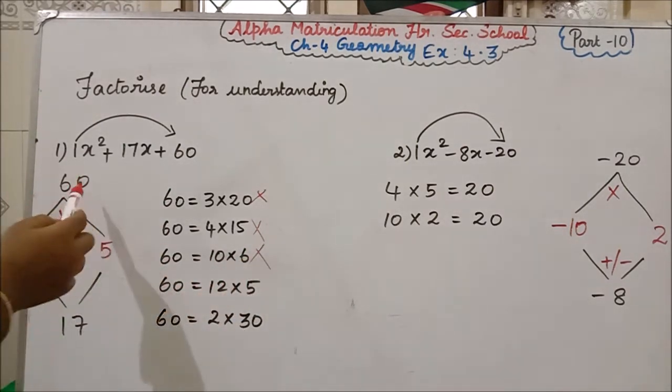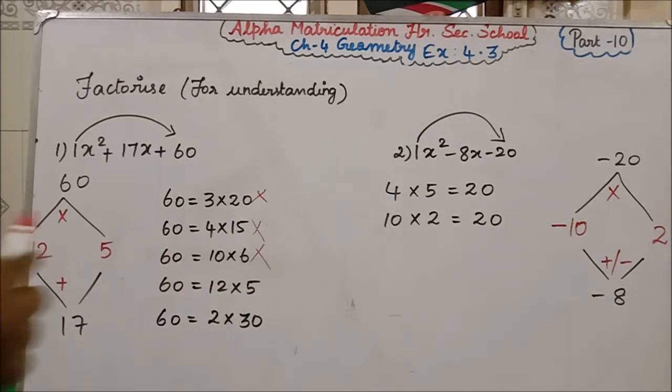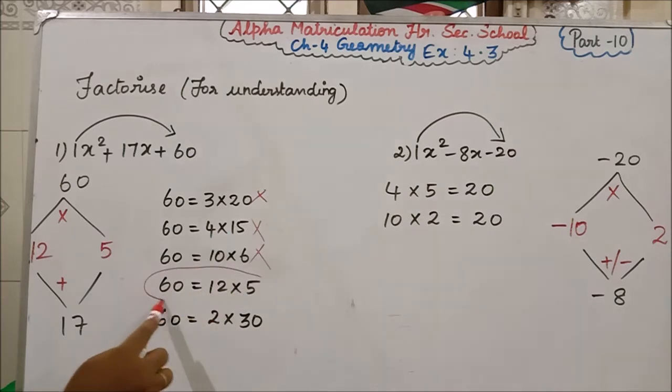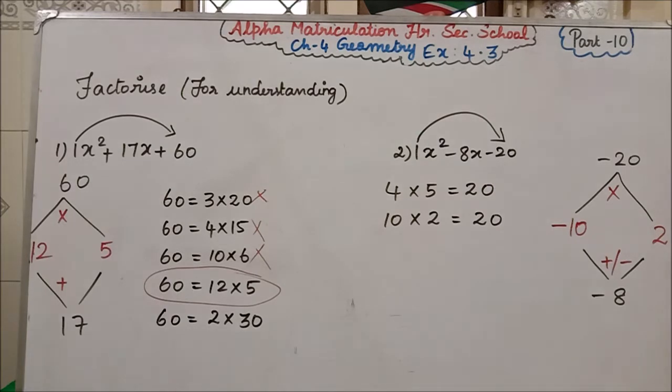12 into 5 is 60. But will 12 plus 5 come 17? Yes. So the only possible way is this only, 12 into 5. Clear, all of you? Then the last one is 2 into 30, 60. But if you add 2 plus 30, will we get 17? No. So the only possibility is 12 into 5 is 60. At the same time, if we add these two numbers, we are getting this. So how can we write the answer now? Directly we can write the answer from here. I will show you how.